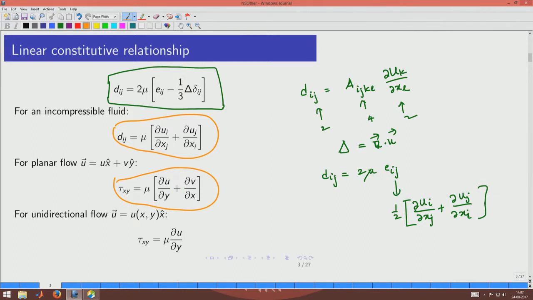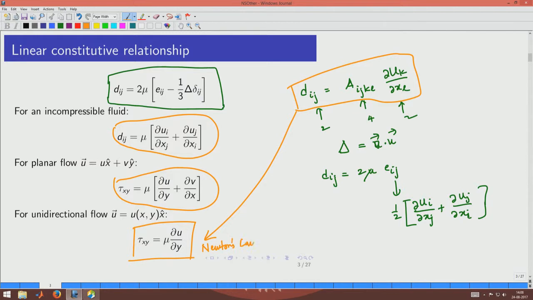And if the flow happens to be unidirectional, then you have only one velocity component, which means that this is the expression that we come about. You can see that the most general form happens to be here, and this is a 1D version of it, and it is this version which actually is called Newton's law for viscosity.